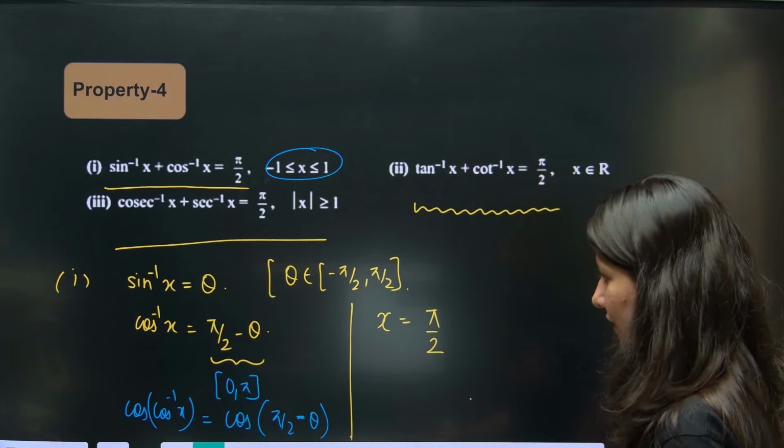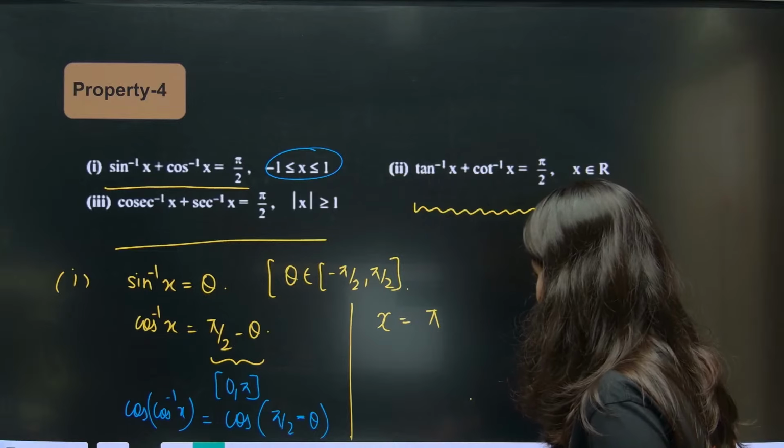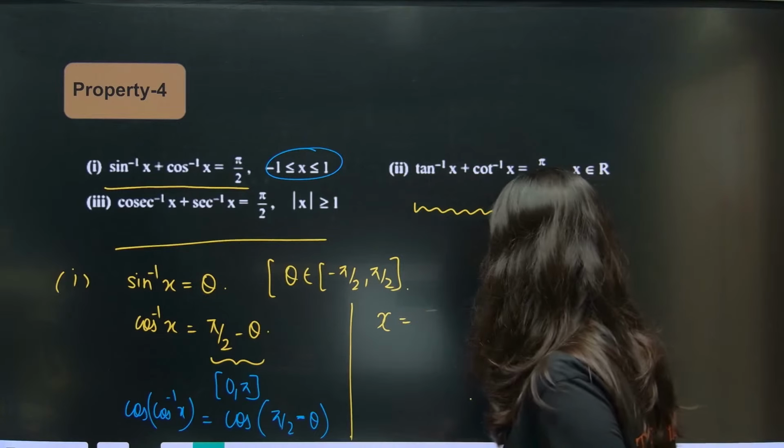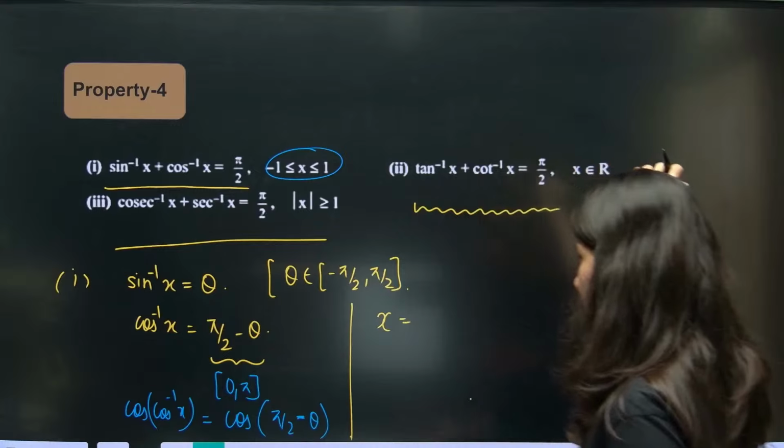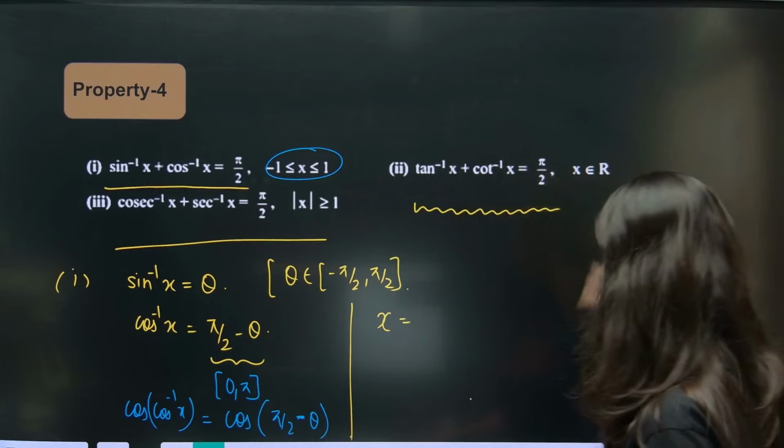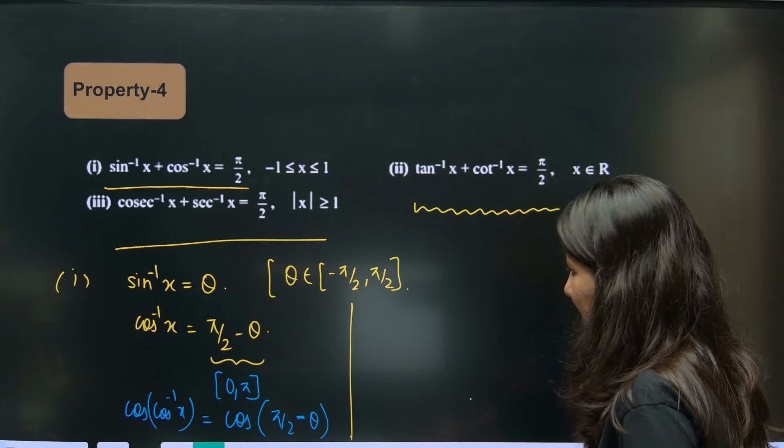Cos, here this is nothing but sine theta, sorry. Cos 90 minus theta is what? x is equal to sine theta, but this is what we have got. What am I doing? It is not proving anything. Hold on.